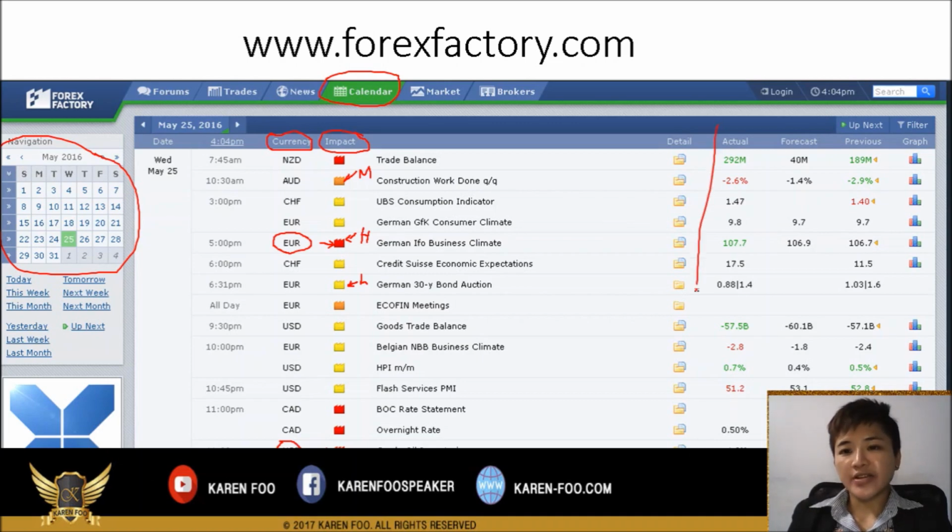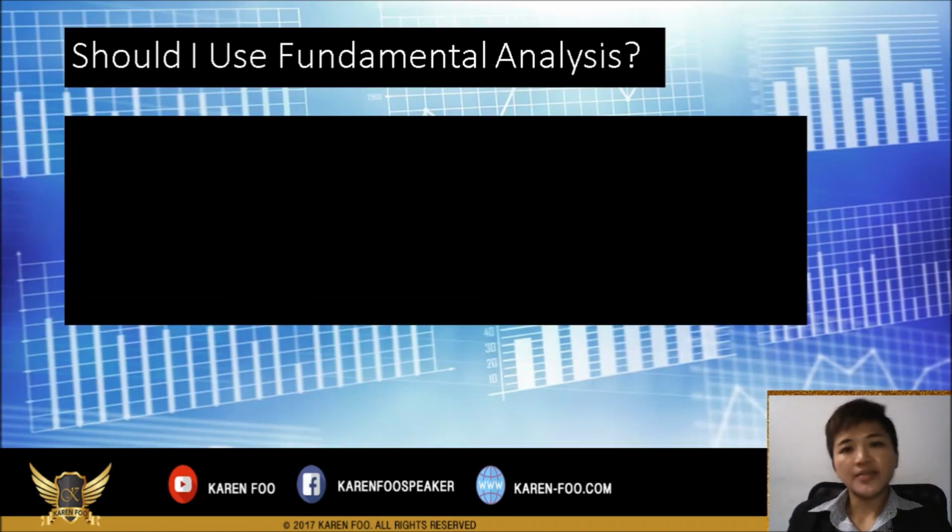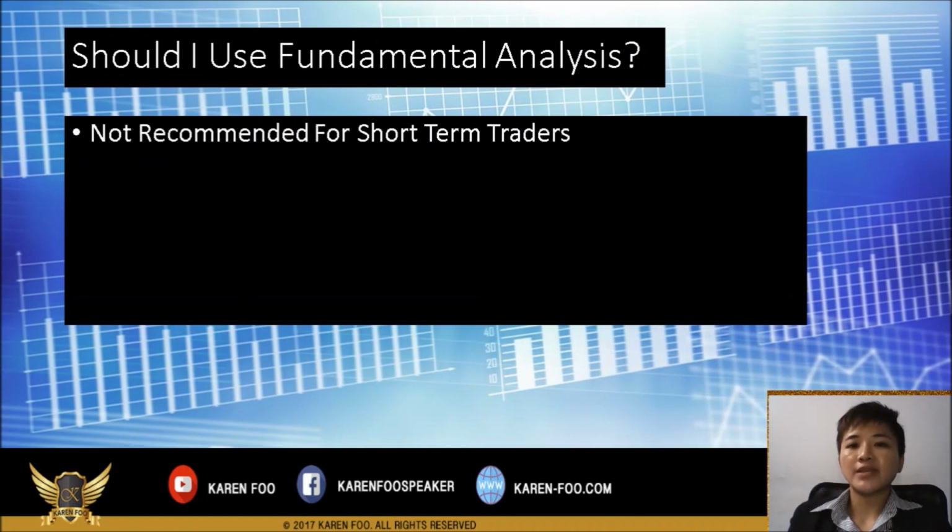So for this column right here, you can see there are actual and forecast numbers and also previous numbers. You don't have to focus on this right now because I'm going to cover more on this in the more advanced levels. Okay, so then a lot of people ask, should I use fundamental analysis? So I wouldn't recommend it for short-term traders because a lot of technical traders trade with the notion that all these events have already been priced in. Now this is related to the market efficiency theory, which I'm not going to elaborate on.